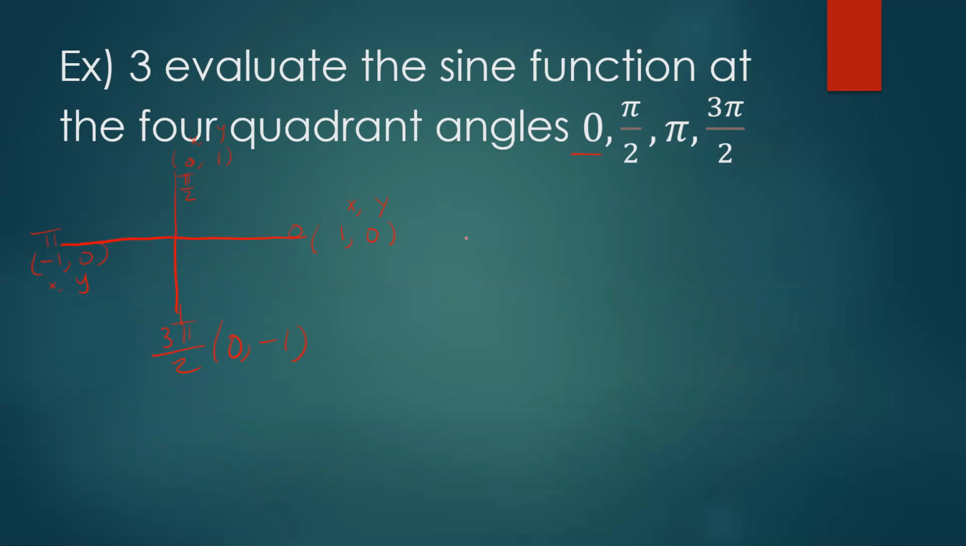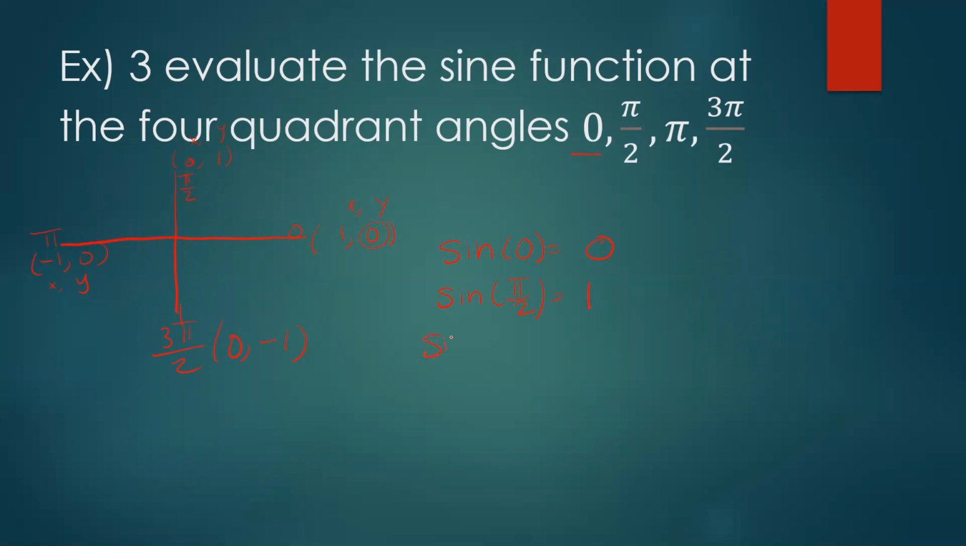So we'll start with, which one do you want to start with? You wanted to start with 0, okay? Sine of 0. You have to find your y value at 0, and this says it's 0. Now let's do sine of pi over 2. What is the y coordinate of pi over 2? Here's pi over 2. This has a y value of positive 1.